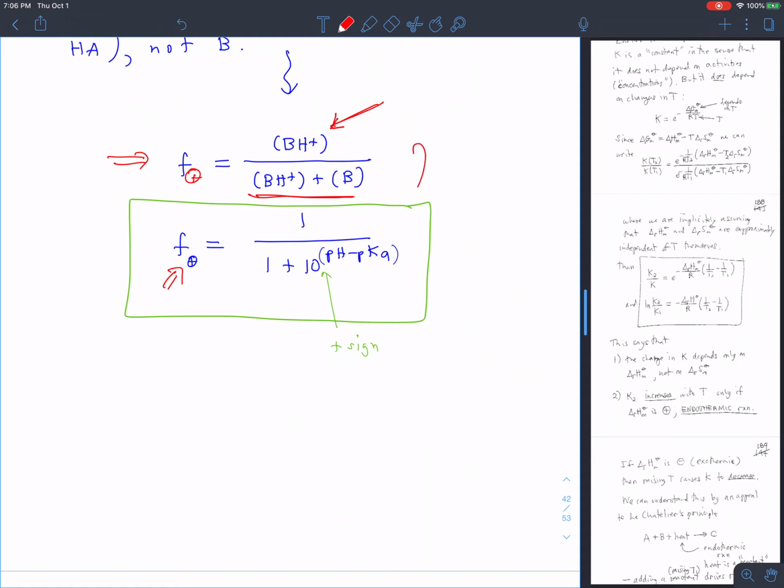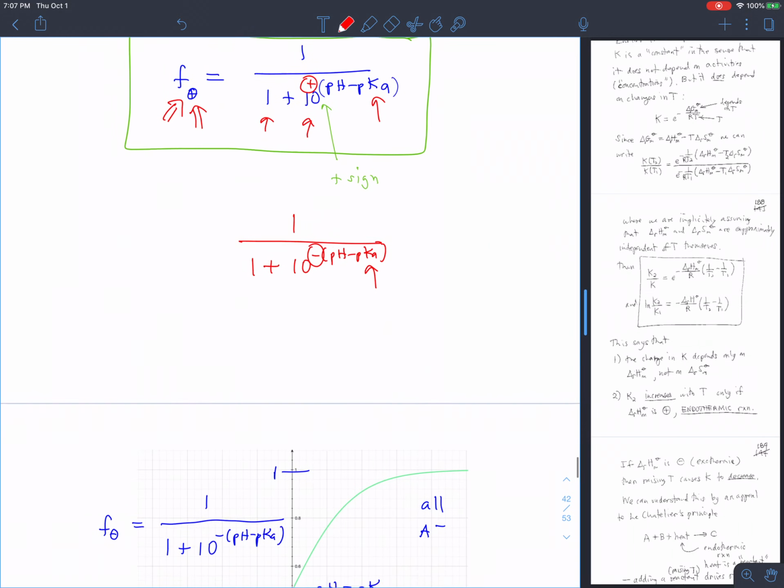And so the fraction of positively charged base will be BH plus over the total amount of B. Using the same logic, I won't go through it all again, that gives that the fraction of positively charged base is 1 over 1 plus 10 to the plus pH minus pKa. Remember for the acid case, for the negative charges, it was 10 to the minus pH minus pKa. Notice it's hardly any different. The only difference between these two cases is this minus sign versus this plus sign, and the fact that the Ka value for the base is a large value, whereas the Ka value for an acid is a small value.